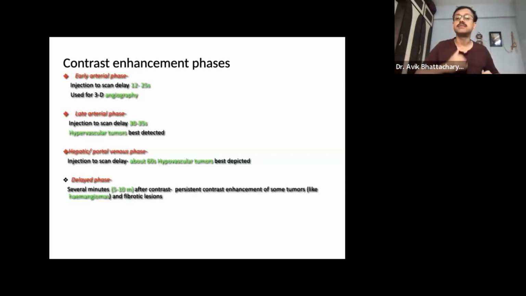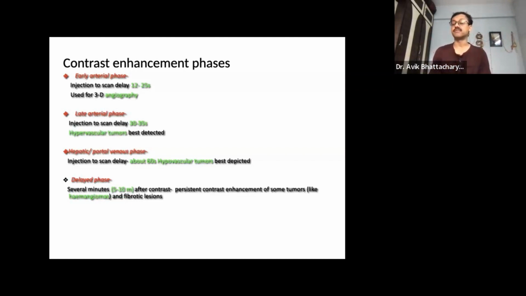But we start scanning because after 15 to 20 seconds of starting of intravenous contrast, this is the early arterial phase where the contrast will stay inside the larger arteries, aorta and its branches. So these are important to have a roadmap of the vascular structures inside the abdomen, mesenteric vasculature and all, renal vasculature and aortic, proper aortic evaluation.